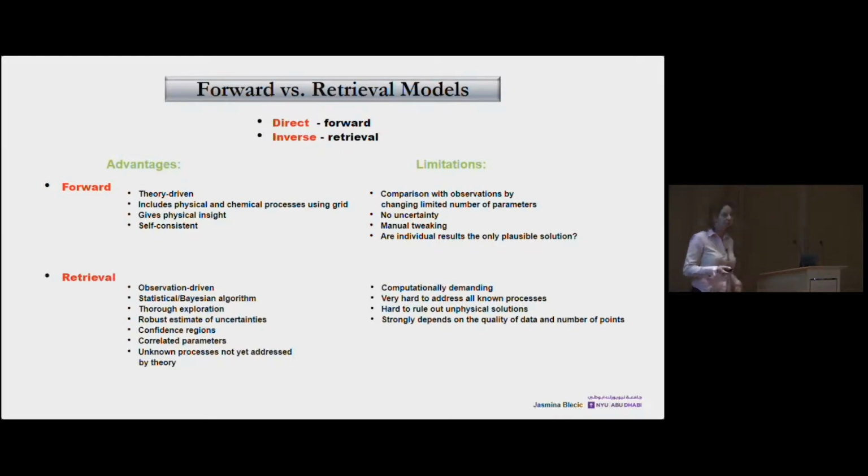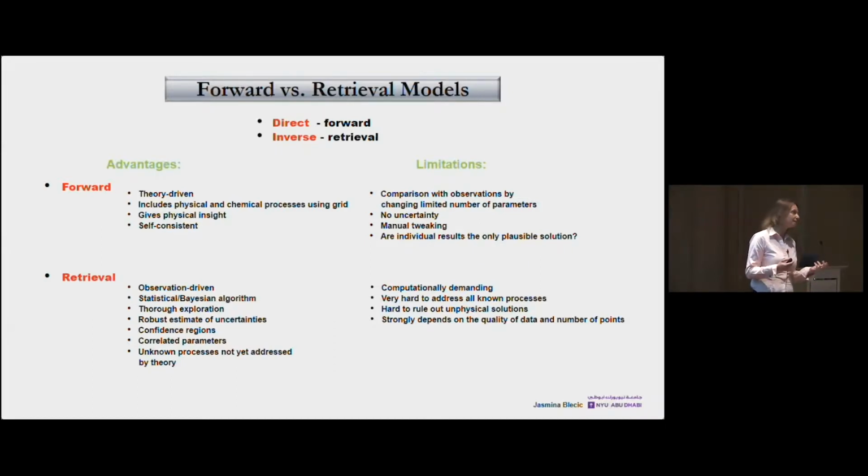On the other hand, retrieval, which is observationally driven, is a statistically driven algorithm that explores the phase space of the parameters and provides the uncertainties of our parameters. However, it is also very computationally demanding, and it is very hard to implement all the physical and chemical processes. It is also sometimes hard to rule out unphysical solutions, and it strongly depends on the quality of our data and the number of data points that we have available.